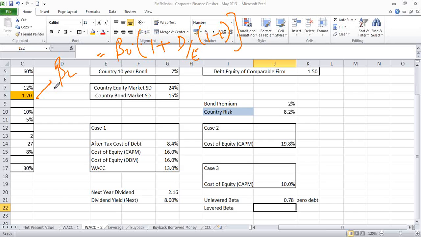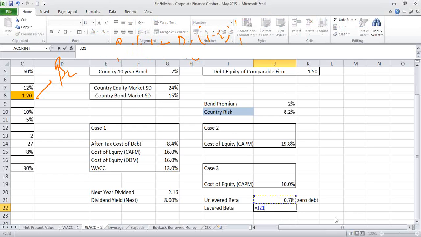Correct? So how do I calculate this? This is effectively going to be equal to unlevered beta multiplied by 1 plus the debt equity, which I will just note down as 0.67, and multiply this by 1 minus the tax rate, close brackets, and let me just put in one more bracket here just to avoid any confusion.